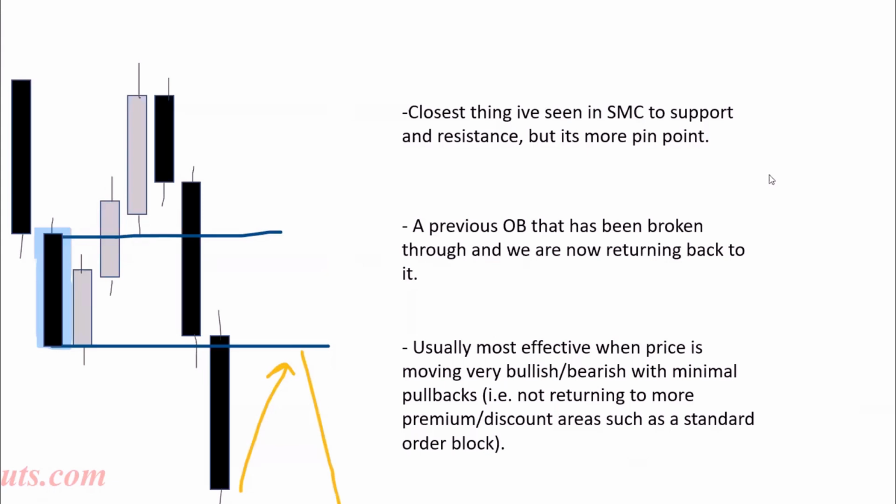So what it is, a previous order block that has been broken through. We've smashed right through it to the downside, and now we're returning back to it. Usually it's most effective when price is moving very bullish or bearish with minimal pullbacks. So what do I mean by that?